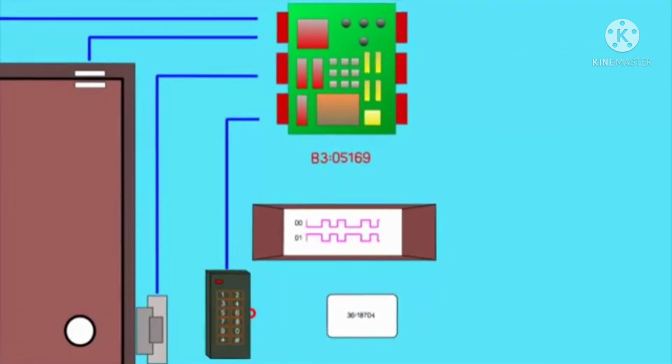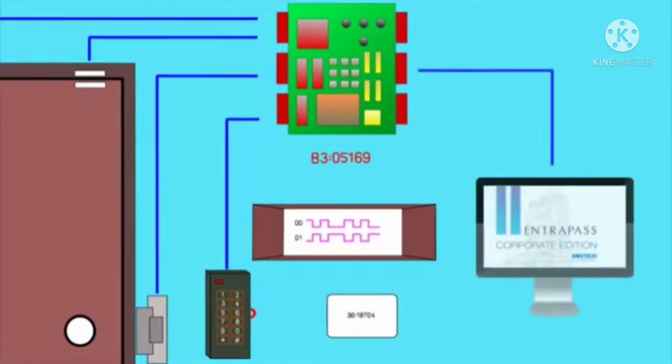How does the controller know which user should have access or not? Everything is programmed from the Entrapath software on a computer.